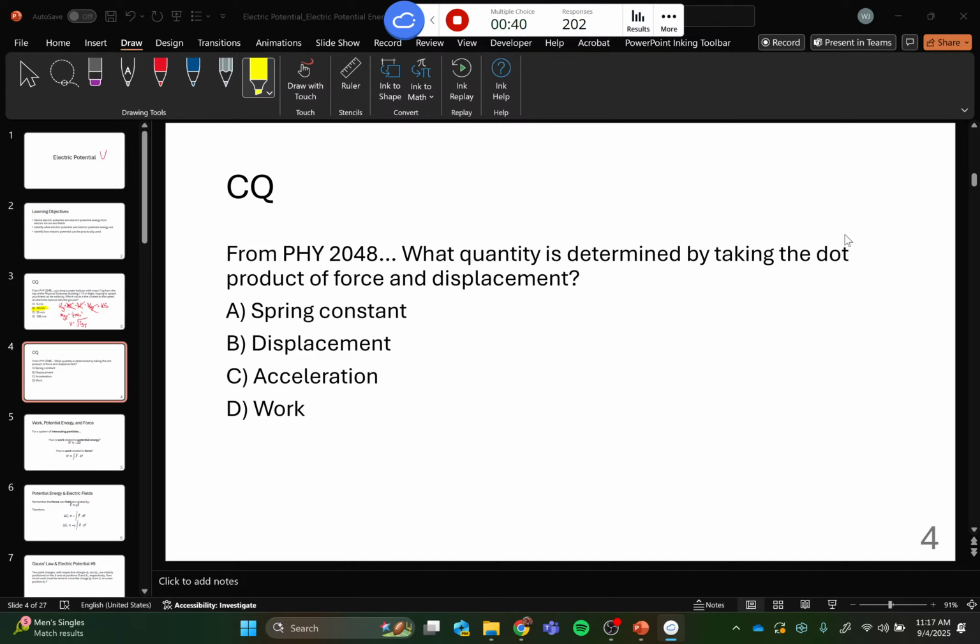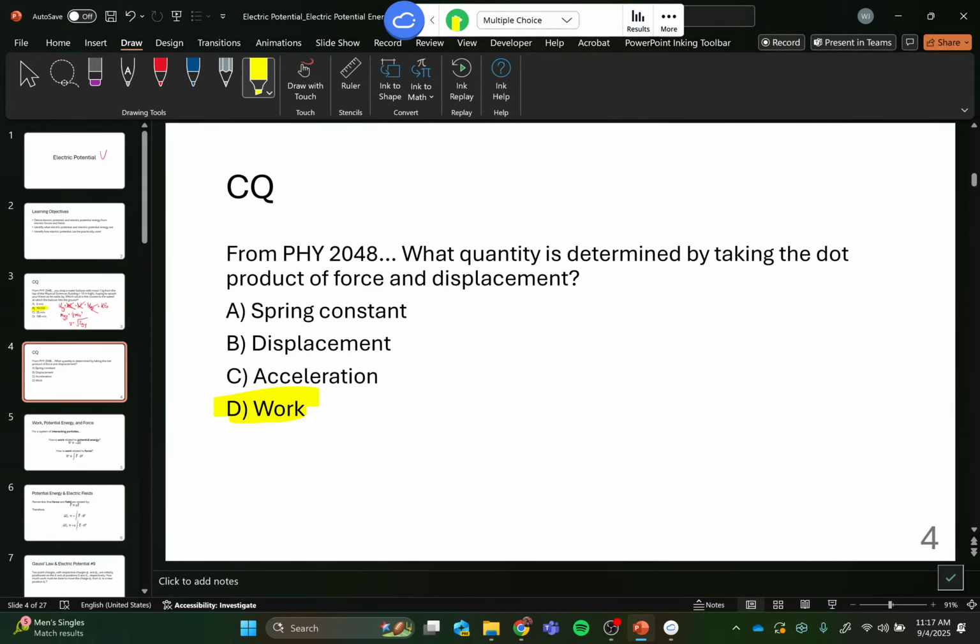All right, we're supposed to start at 10, 9, 8, 7, 6, 5, 4, 3, 2, 1. So, the answer is work. That was a definition in physics. Work equals the integral of F dot dl.